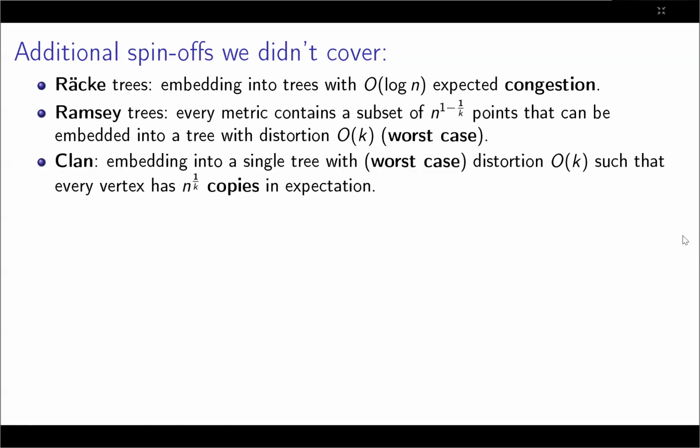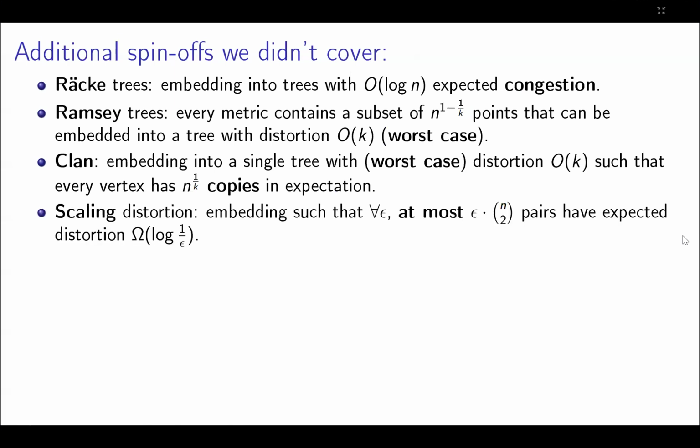There are also clan embeddings, which are kind of dual to that, which means you can get one embedding with worst case distortion, but it's not a real tree. Each vertex has many copies. And yeah, you have scaling distortion, which means that log n is not really the worst case of distortion. You can show that for most of the pairs, for example, half of the pairs suffer only constant distortion. And the fraction of pairs who suffer distortion log 1 over epsilon is only epsilon.